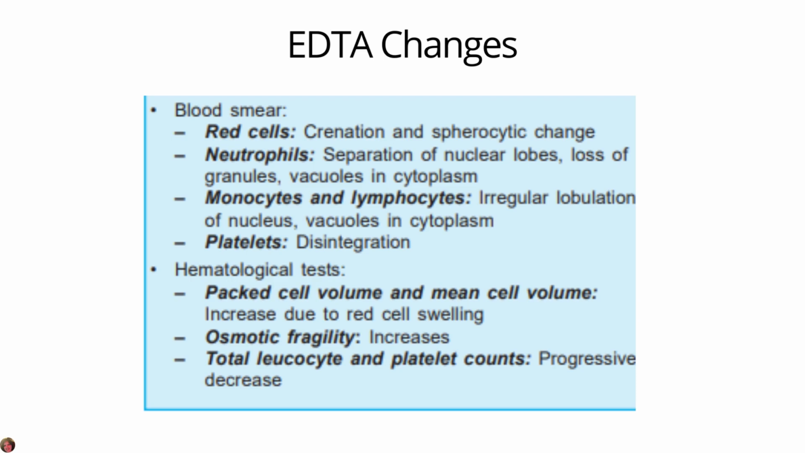In neutrophils there is separation of the nuclear lobes, loss of granules and even vacuolation in the cytoplasm. Monocytes and lymphocytes have irregular lobulation of their nuclei and vacuolation occurs again, and the platelets can disintegrate. And again, hematological tests can be abnormal as a result of prolonged EDTA. Packed cell volume and mean cell volume might increase because the red cell gets swollen after a while, and osmotic fragility will increase, and TLC and platelet count will slowly decrease because these cells start getting disintegrated.